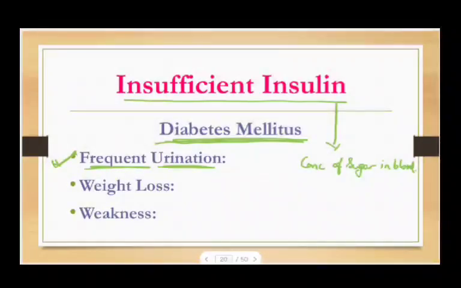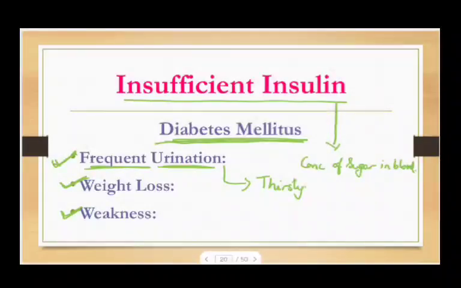Frequent urination means a lot of water loss. Because of a lot of water loss, the person feels thirsty. And then, because of the water loss and the disturbed mechanisms, weight loss happens. When the weight loss happens, your muscles also tend to not support your system, your physical health, and that's why you feel weak.